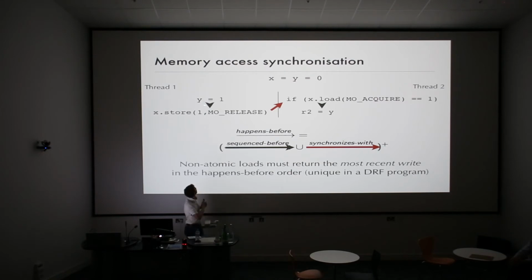Then you get the program order, which is called sequenced-before, and then the C standard says that you have to build a relation between events, which is called happens-before, which is the transitive closure of sequenced-before union synchronized-with. And the standard says that non-atomic loads like this must return the most recent write in the happens-before order. Okay? And in this case, the most recent write in the happens-before order is the update of the message. So we are guaranteed that message passing will work.